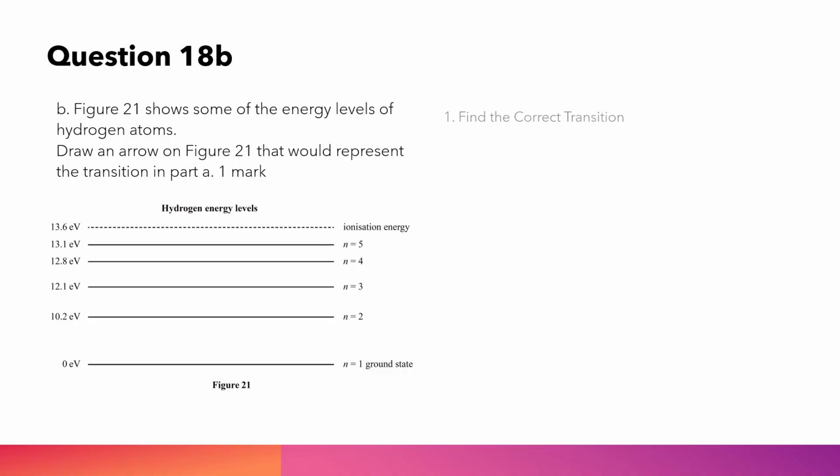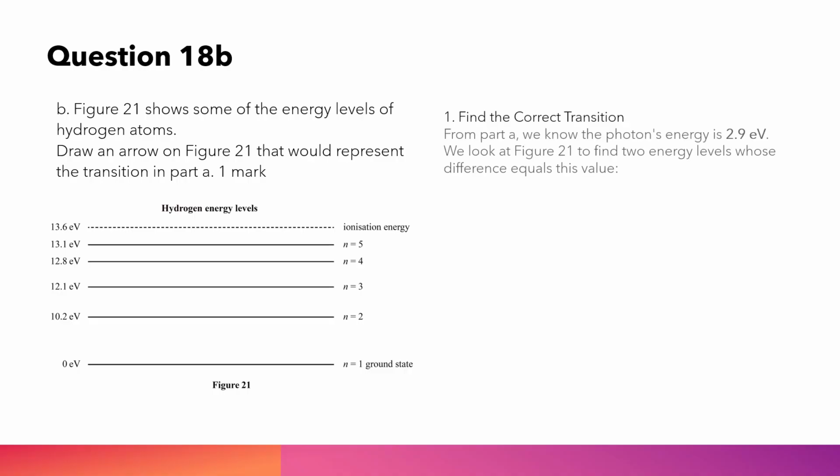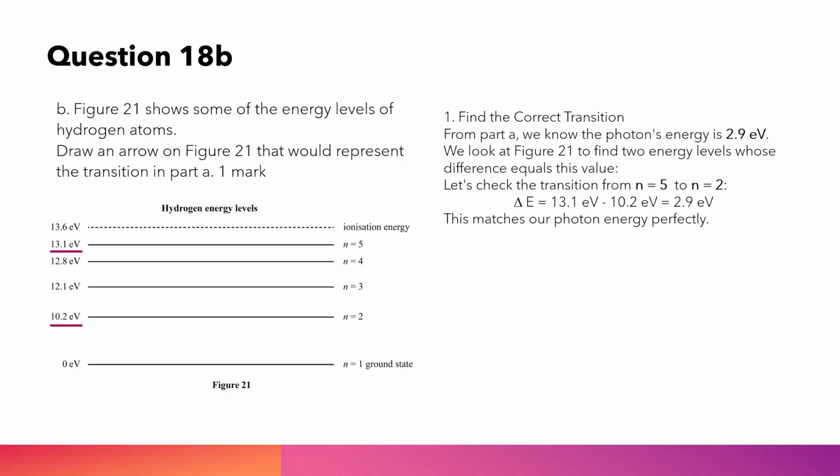One, find the correct transition. From part A, we know the photon's energy is 2.9 electron volts. We look at figure 21 to find two energy levels whose difference equals this value. Let's check the transition from n equals 5 to n equals 2. Delta E equals 13.1 electron volts minus 10.2 electron volts equals 2.9 electron volts. This matches our photon energy perfectly.